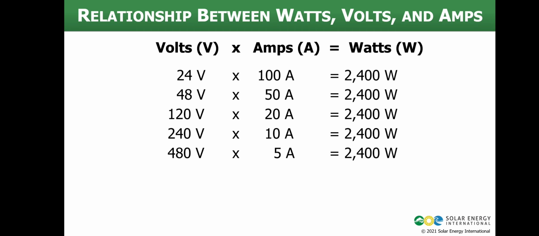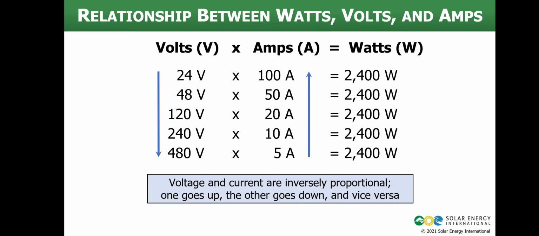Note that on the right hand side we have the same amount of power in each of these equations, but as we increase the voltage we reduce the current to keep the power the same level. They are inversely proportional. So if one goes up, the other one is going to go down, and vice versa.